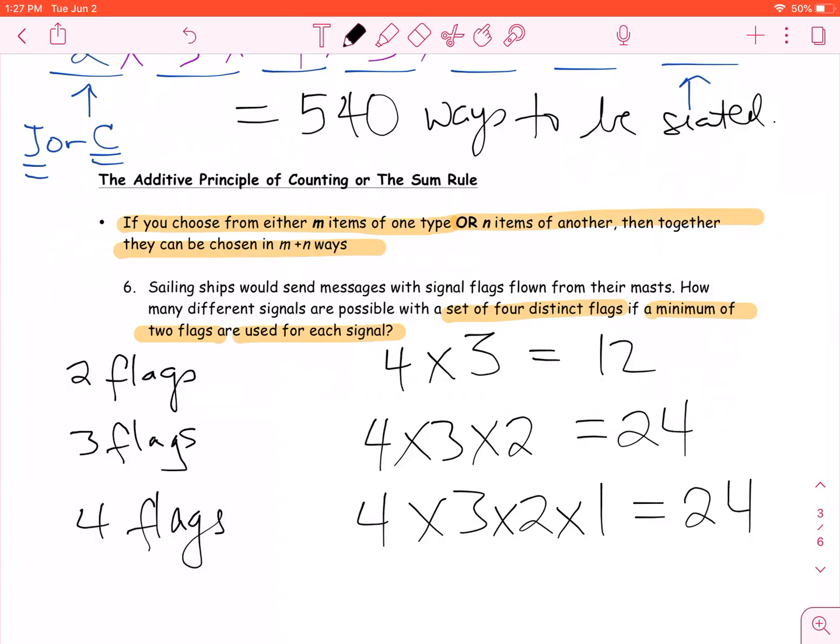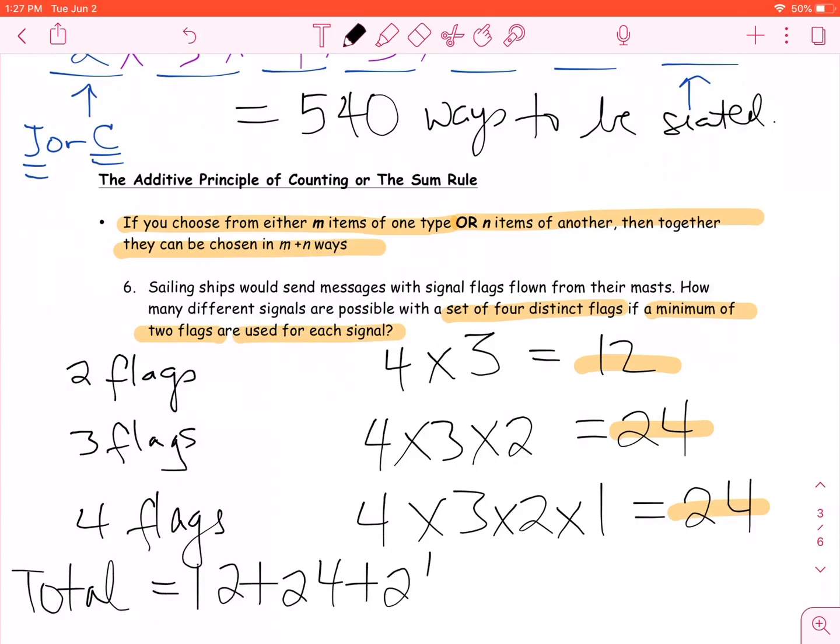So with this additive principle of counting, we're basically going to take the signals used for each of the flags going from 2 to 3 to 4, and then we're just going to add them up. Okay, so for your total, it should be 12 plus 24 plus 24, which is 60 possible ways.